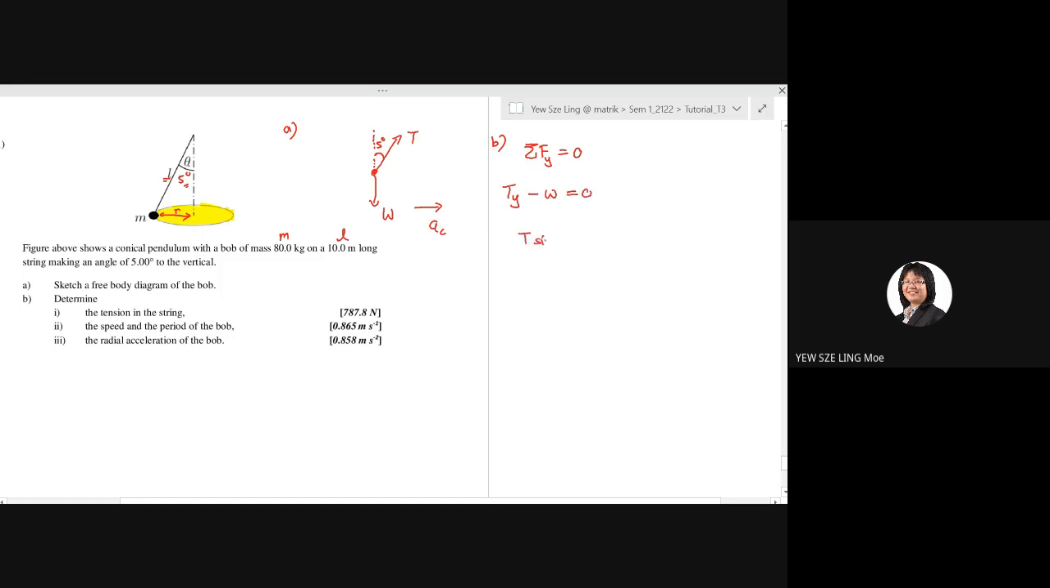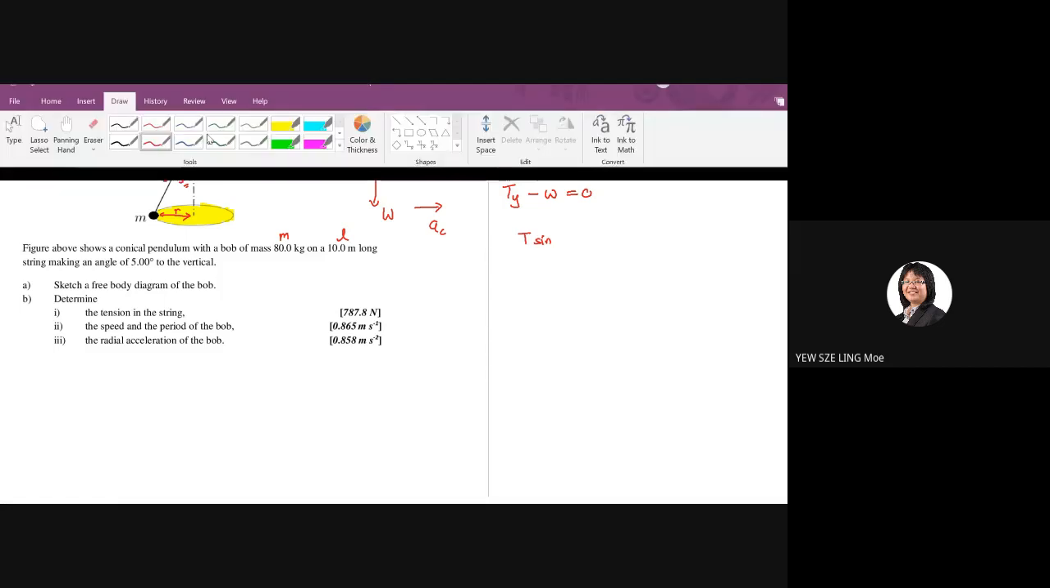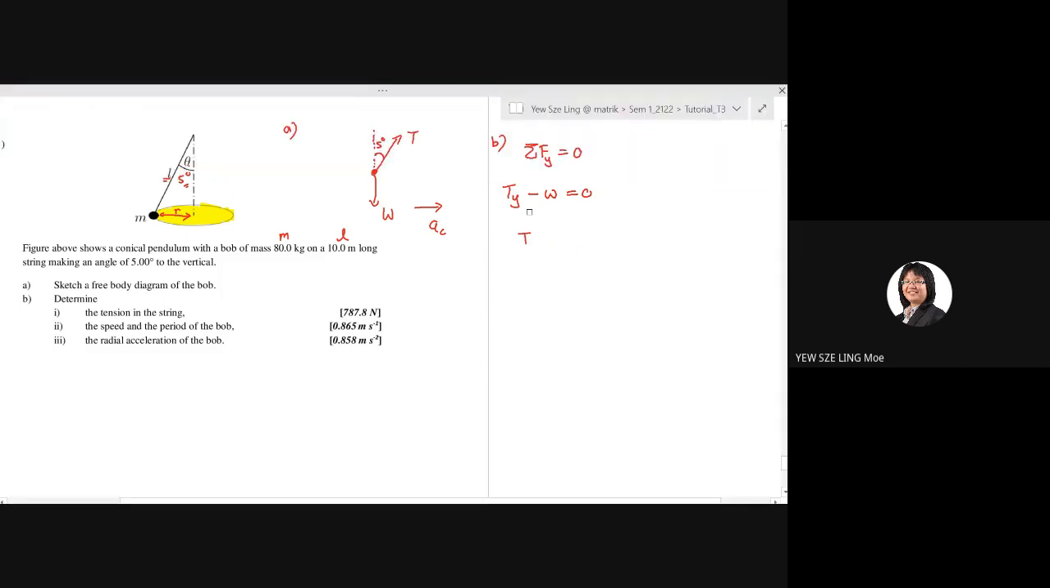So T is cos, sorry, because the angle is now beside your y component. Therefore, for the y component, we use cos. So T cos 5 degrees equals mg. T cos 5 degrees is equal to 80 kilograms times 9.81. Rearrange the equation, T is 787.8 Newton. So that is how you calculate T.